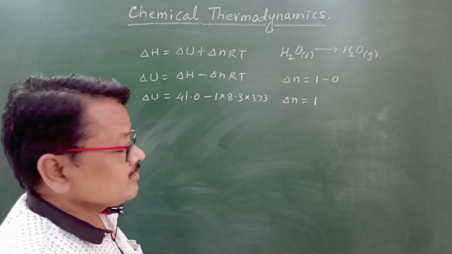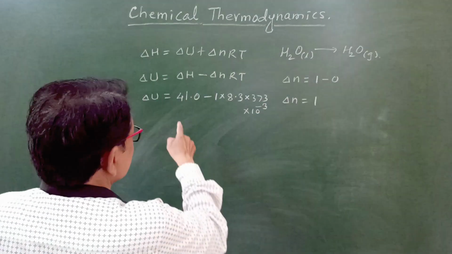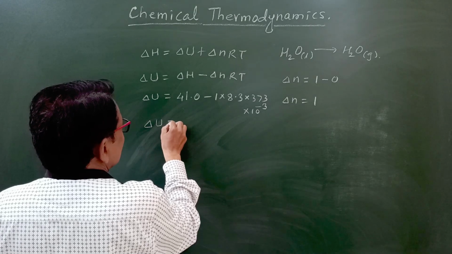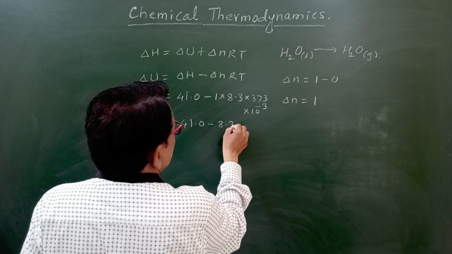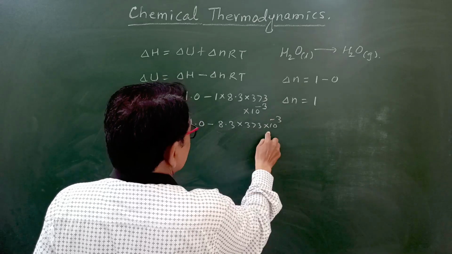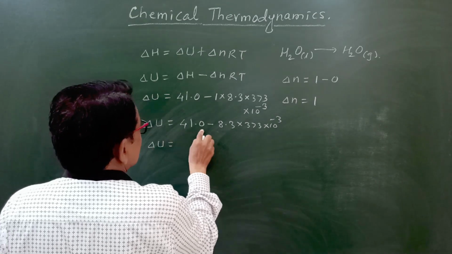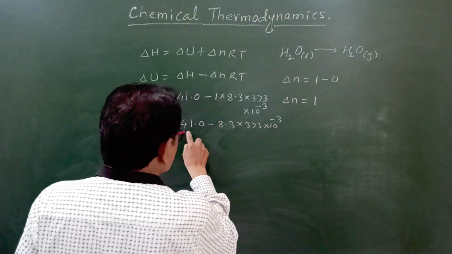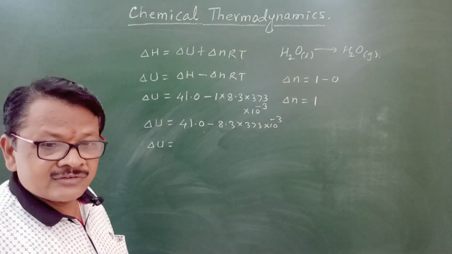But this value of R is given in joule, you have to multiply by 10 raised to minus 3 to convert into kilojoule, because here delta H is given in kilojoule. So therefore, by calculating all these values, we will get 41.0 minus 8.3 into 373 into 10 raised to minus 3. You do the calculation, and after doing this calculation you will get the final value of this delta U. We have to subtract this value from this 41.0. Therefore, definitely its value will be less than 41.